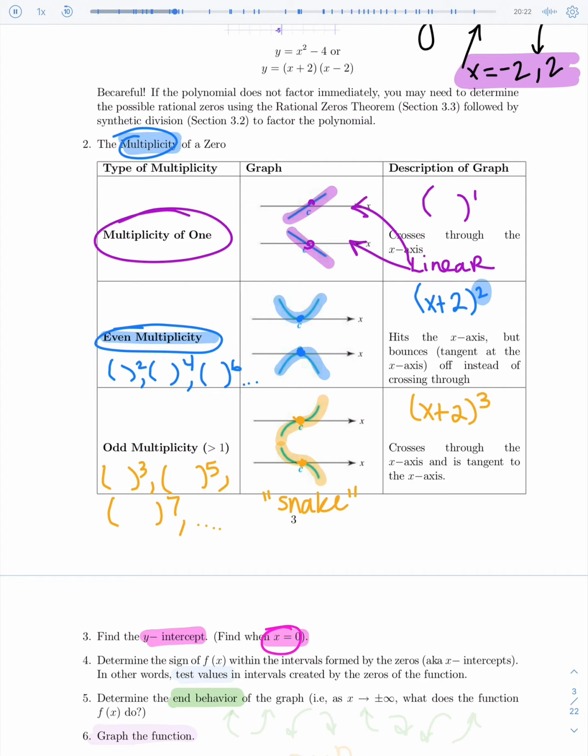Are they both pointing up? We just did this. Both pointing down, if we're dealing with an even function, or is one up and one down, or is one down and then one's up? We need to figure that out.